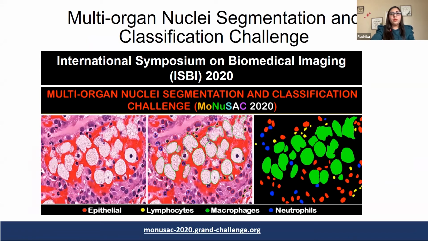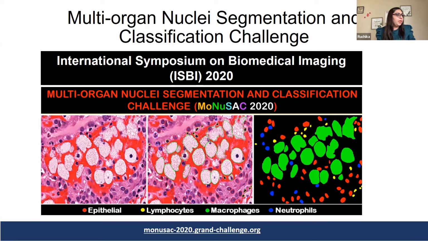After that, we were also interested in classifying nuclei, because in H&E stain images, there were a lot of nuclei which were of different classes, and they had different roles. So we prepared another kind of dataset and organized another challenge, which was the multi-organ nuclei segmentation and classification challenge. This challenge was organized at ISBI in 2020.